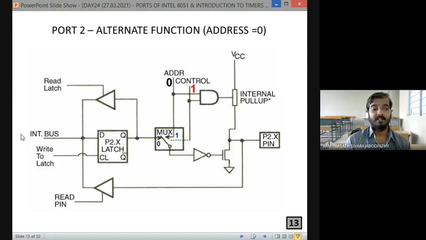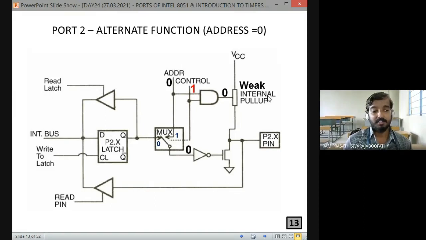If we are writing address bit 0, the connection will be like this. It is connected to this point. The output is connected to the MUX input 1. Irrespective of 0, it is going to connect with 1. Fine. What about the condition of the internal pull-up? Whether it is going to act as a weak or a strong pull-up? It's going to work as a weak pull-up because the AND gate output is 0.